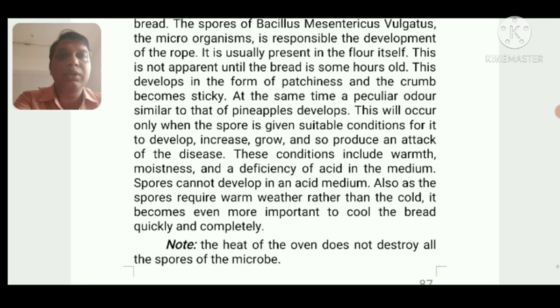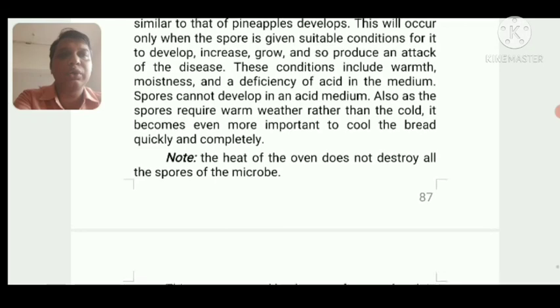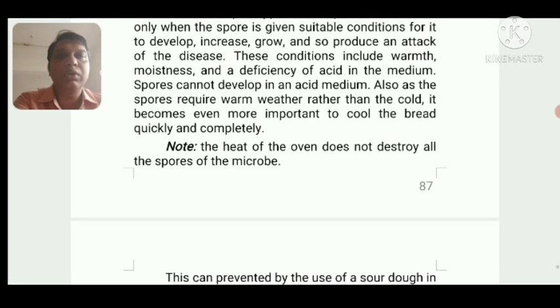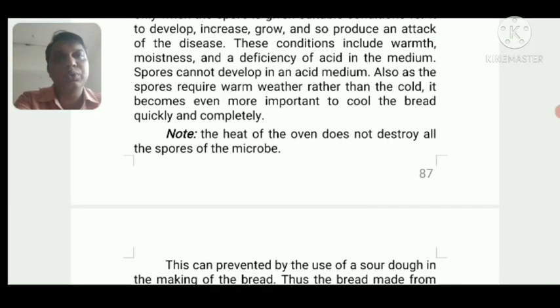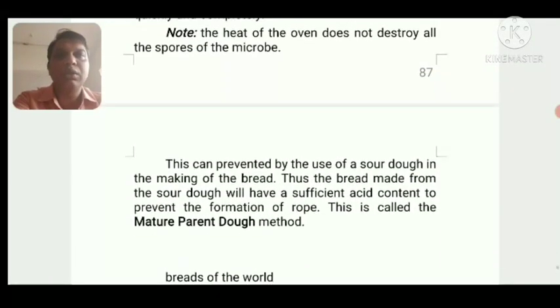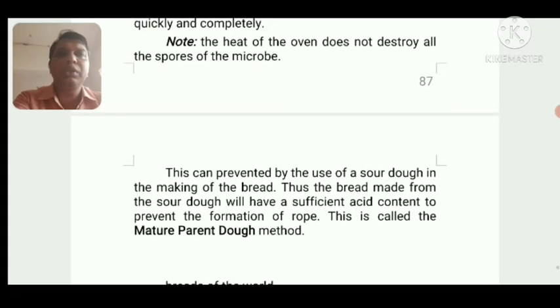So it is very important that after baking we get the bread or the product cooled quickly according to the temperature, so that during the oven process the ropes can be killed, and during the cooling they can also be killed. So these are some of the general remedies and general faults which occur, and these need to be taken care of while following the steps.